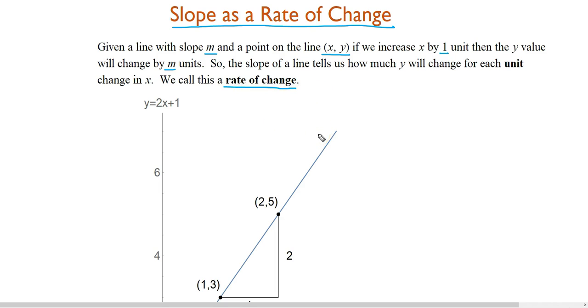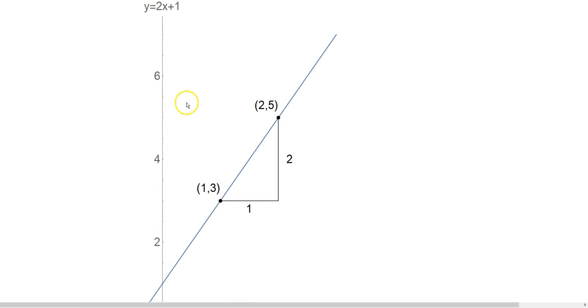For example, in the graphic we have right here, we have the line y equals 2x plus 1. So it's graphed right here. Now suppose we are currently at the point (1, 3) on this line. Notice if we put 1 in for x, we get 3 back for y. Then if we move to the right 1 unit, to get back on the line, we will have to move up 2 units. And then we are sitting at the point (2, 5). Notice if we put 2 in for x, we get back 5 for y. And so our slope here is, of course, 2 divided by 1.